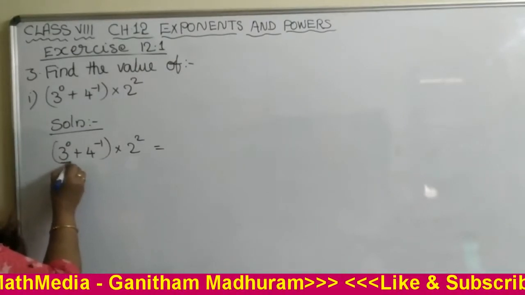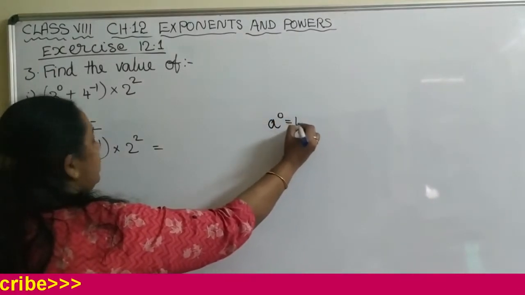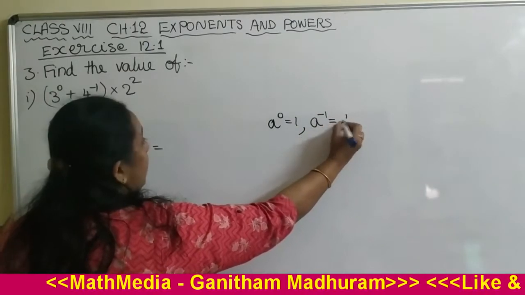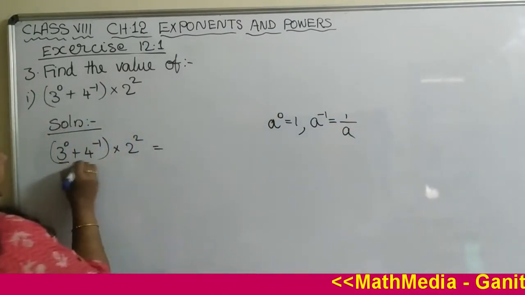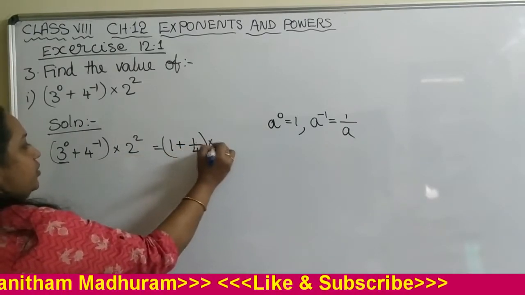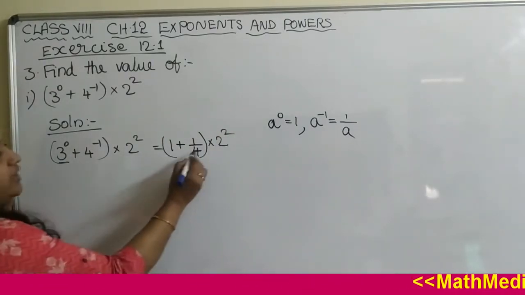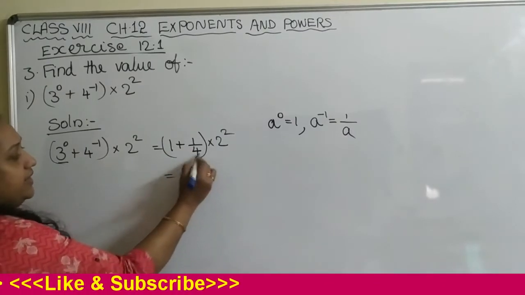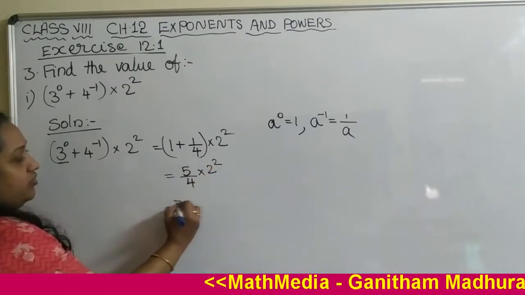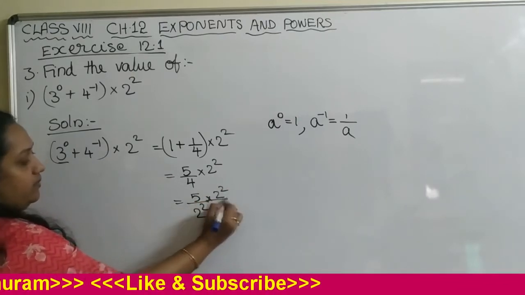See children, here 3 raised to 0 means 1, because we have a raised to 0 equal to 1 and a raised to minus 1 equal to 1 upon a. So the bracket will become (1 plus 1 upon 4) into 2 square. Clear? This you can solve. So we get 4 plus 1 is 5 and denominator is 4, 5 upon 4 into 2 square. 4 can be written as 2 square, so 5 upon 2 square into 2 square.